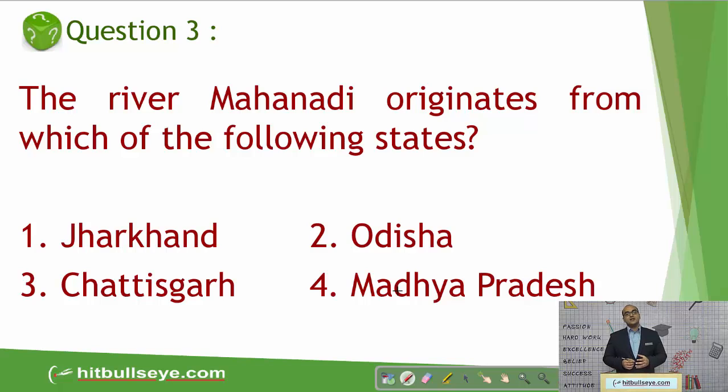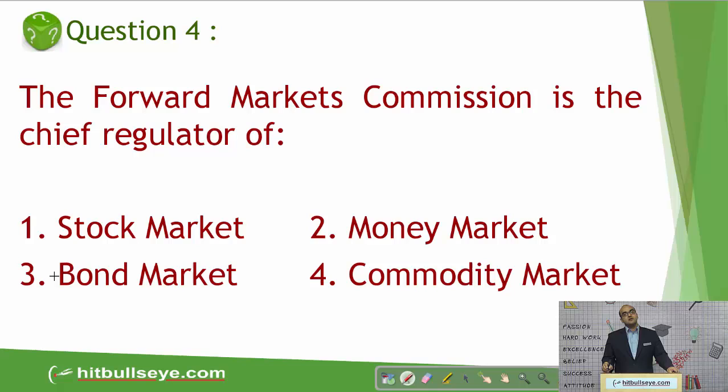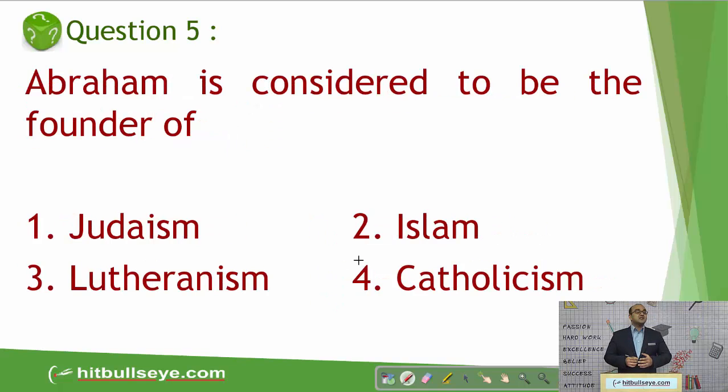Moving on to the static GK questions. The question is, the river Mahanadi originates from which of the following states? This is a question from Indian Geography and the answer is the state of Chhattisgarh. Next is a question from Indian Financial System. The Forward Markets Commission or the FMC is the chief regulator of, and the answer of course is the commodity market in India.